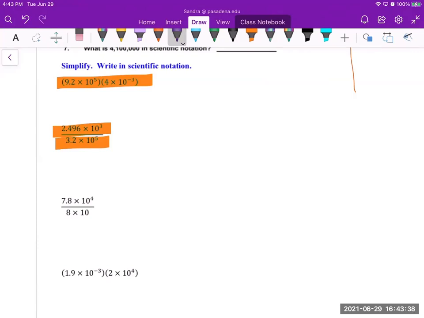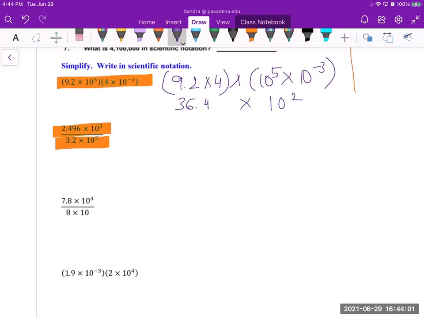Okay, so then we are going to multiply the number with the numbers. In this case, it will be 9.2 times 4, then times 10 to the 5th times 10 to the negative 3. And so then when I multiply, I get 9.2 times 4 in the calculator. I get 36.8 times 10 squared. This is not in scientific notation. The reason why it's not in scientific notation is because 36.8 is not a number between 1 and 10. So I have to make it a number between 1 and 10.